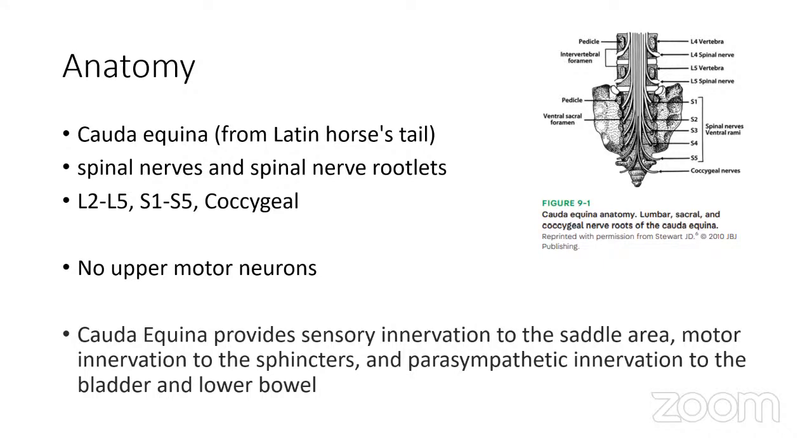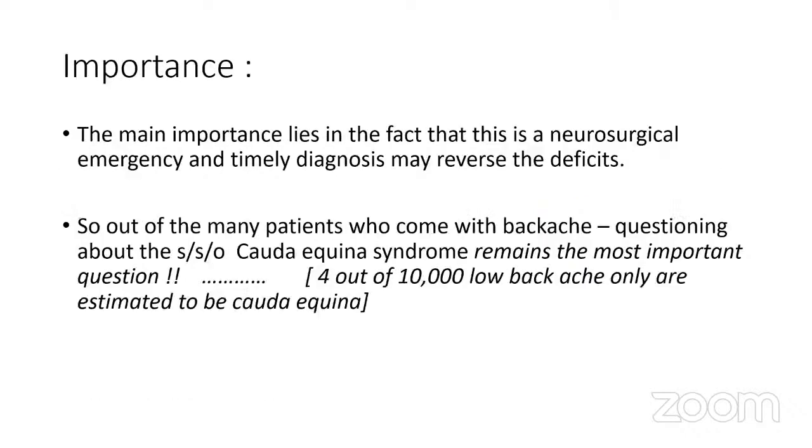What does the cauda equina normally do? It provides sensory innervation to the saddle area, motor innervation to the sphincters, and parasympathetic innervation to the bowel and bladder. Main importance, like we said, it is an emergency.